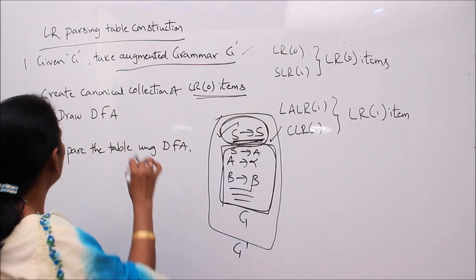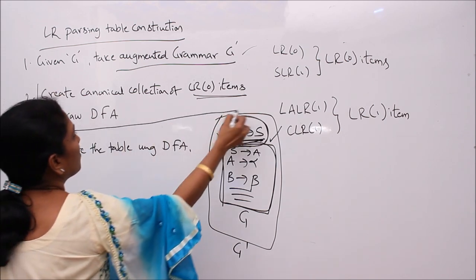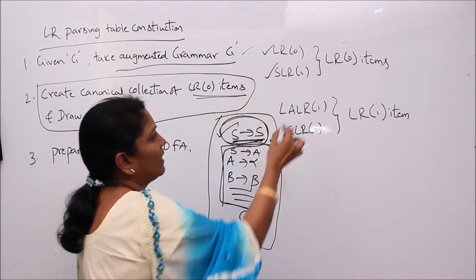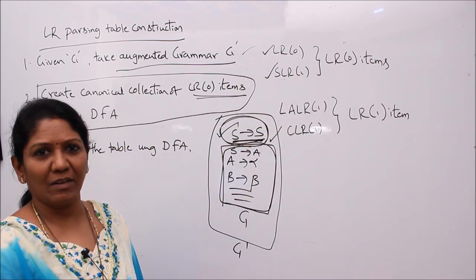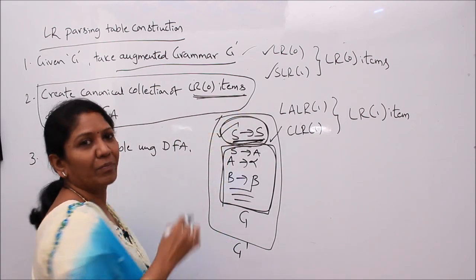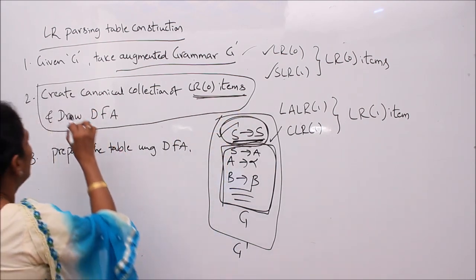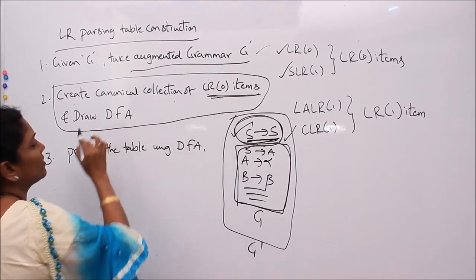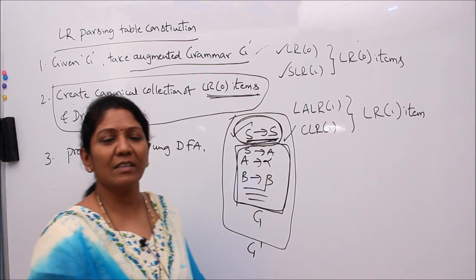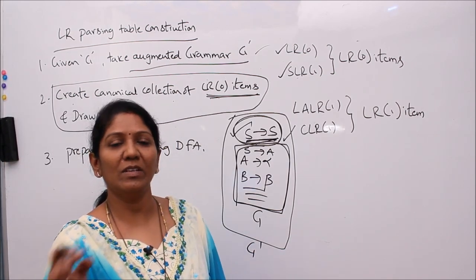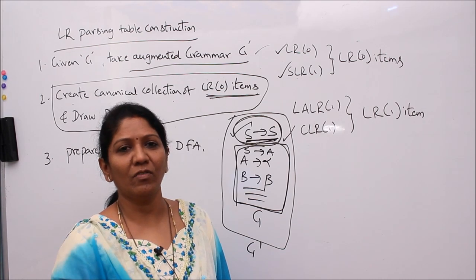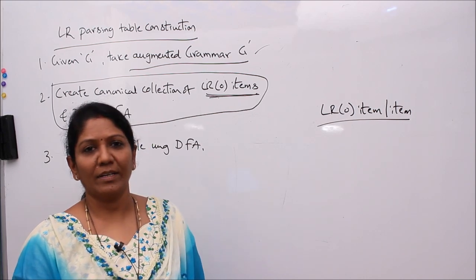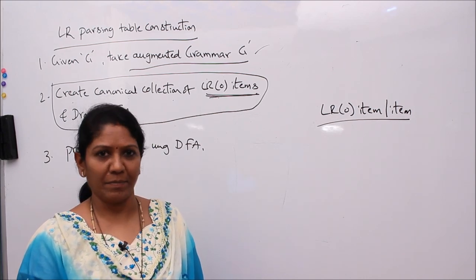Now let us come to the second step. This is the most important part. First we discuss LR0 and SLR1, then we'll go to LALR1 and CLR1. That's why let me take it as only LR0 items. So we need to create canonical collection of LR0 items. First let us understand what are LR0 items, then we'll see what is canonical collection of LR0 items. Let us look at what is an LR0 item, or simply an item, in compilers.